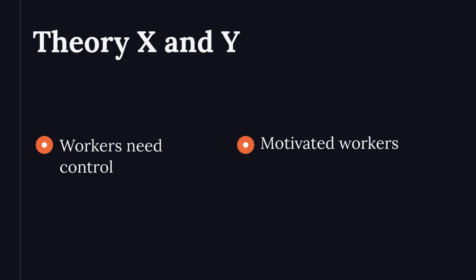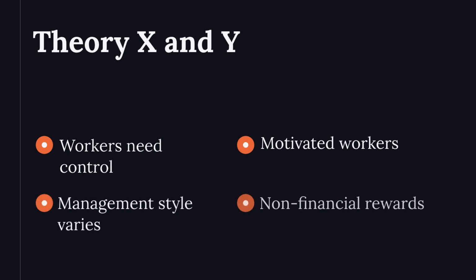McGregor proposed Theory X and Y. Theory X views workers as lazy and needing control. Theory Y sees workers as motivated and seeking responsibility. Management style depends on the leader's view. Theory Y encourages non-financial rewards and empowerment.